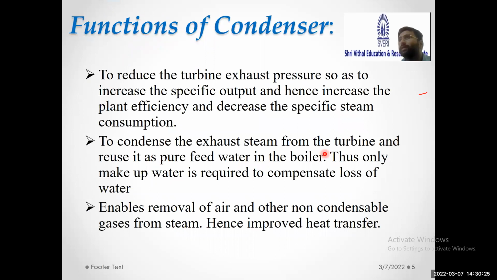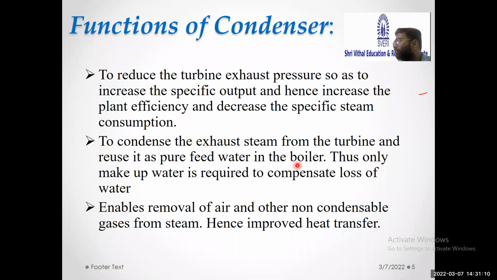Now what are the functions of condenser? The first one is to reduce the turbine exhaust pressure so as to increase the specific output, increase the plant efficiency and decrease the specific steam consumption. So it means that as we lower the condenser pressure, more work can be obtained. That we have seen in how to increase the efficiency of a power plant. If you decrease the condenser pressure, the efficiency of the plant increases. Then next is to condense the exhaust steam from the turbine and reuse it as pure feed water in the boiler.